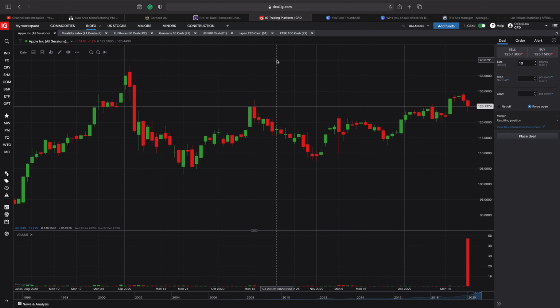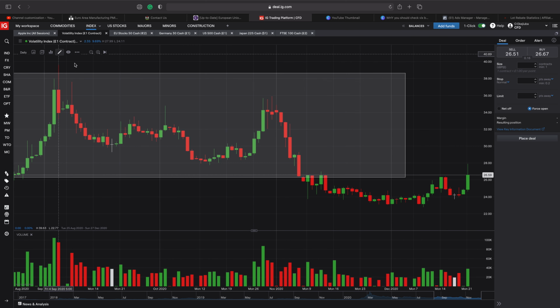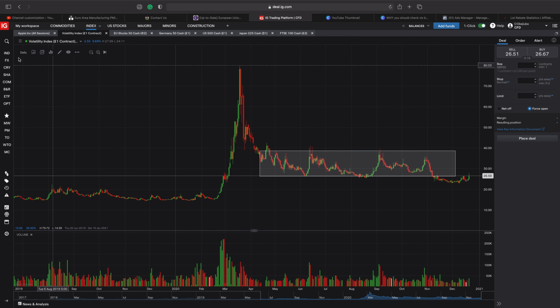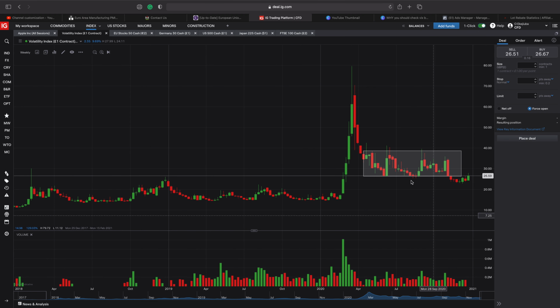So what is volatility index? Volatility index is like a fear gauge of the market. So let me go to volatility index here. You can see it on the tab for index. You can see this is on a daily. Let me change that to weekly so that I'll have a smaller number of candlesticks to look at. So you can see what's happening here.